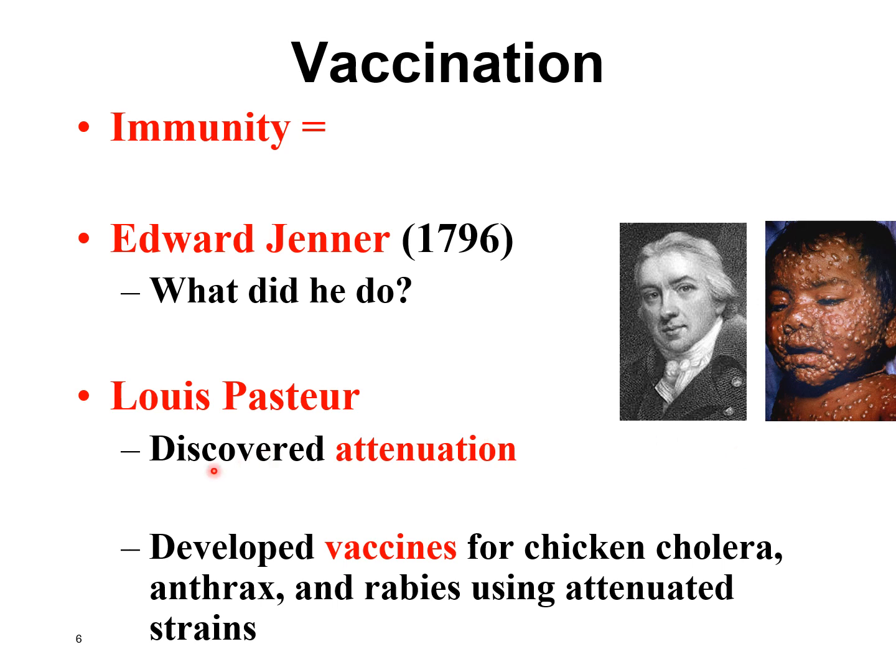Some other developments with vaccines. Louis Pasteur is back. He was a very busy guy. He discovered something with vaccines called attenuation. The word attenuate just means to weaken. And he discovered attenuation quite by accident. He was working on developing some vaccines, and one that he was working on was for chicken cholera, which is caused by a particular type of bacteria.